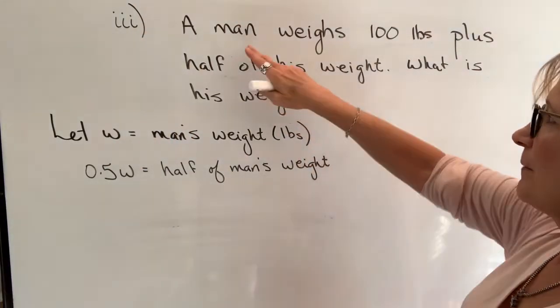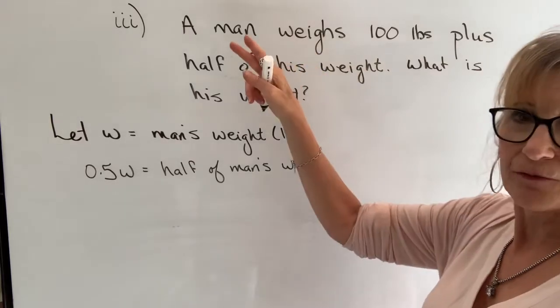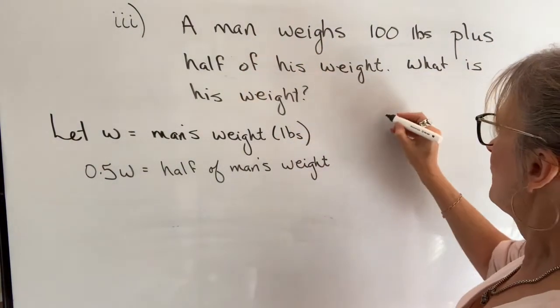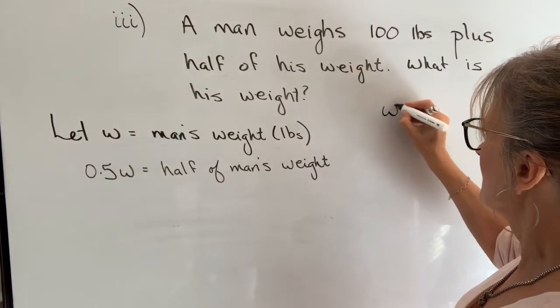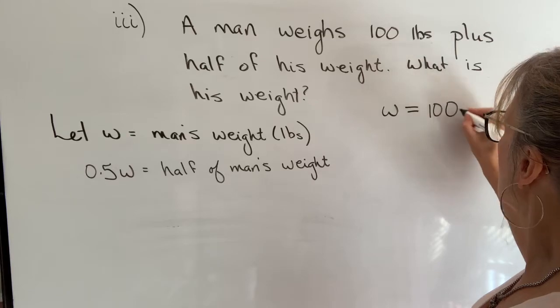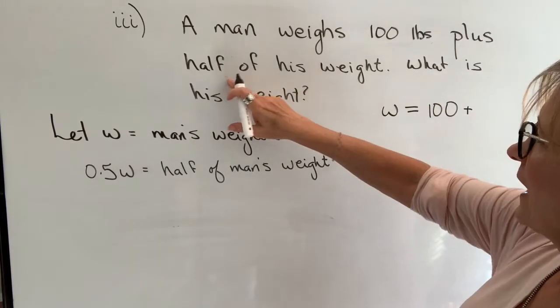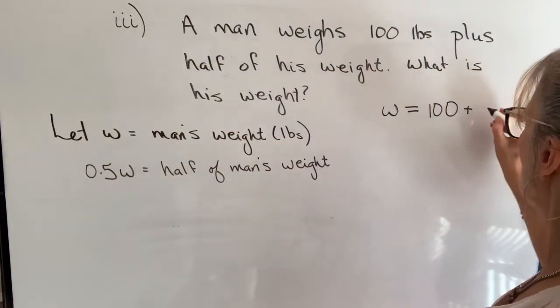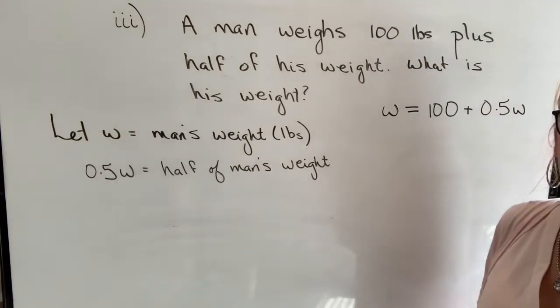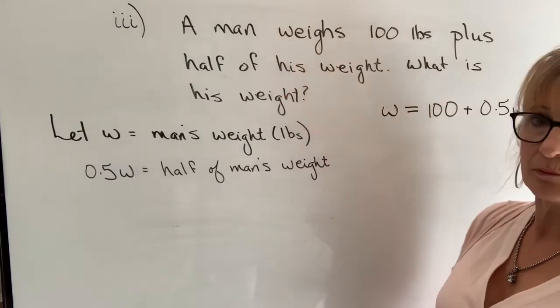All right, it says a man weighs, so another way of thinking of that is a man's weight is. So a man weighs or a man's weight is. So W, his weight, is 100 pounds plus half of his weight. So half of his weight would be 0.5 W. That's our relationship that was described in the problem.